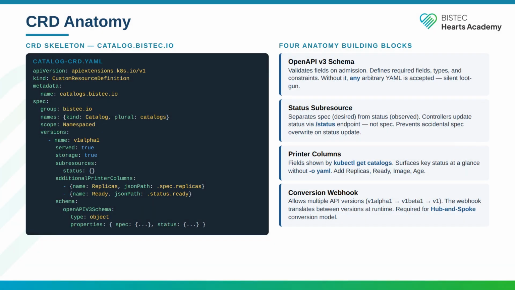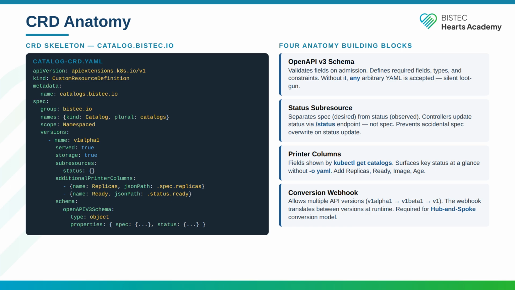A custom resource definition is how you extend the Kubernetes API with your own domain objects. The anatomy has 4 building blocks that matter in practice. The OpenAPI version 3 schema validates the shape of every custom resource at admission. Without it, any YAML is accepted and your controller receives malformed input. Always define at minimum the spec fields your controller reads, and use the preserveUnknownFields false setting to reject extra fields. This prevents API surface creep over time.